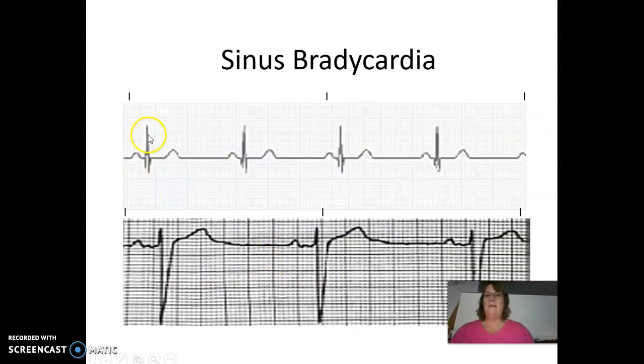Now this one here, again, regular rhythm. R to R to R is regular. My rate is 1, 2, 3, 4, so rate of 40. Have a P wave for each and every QRS.